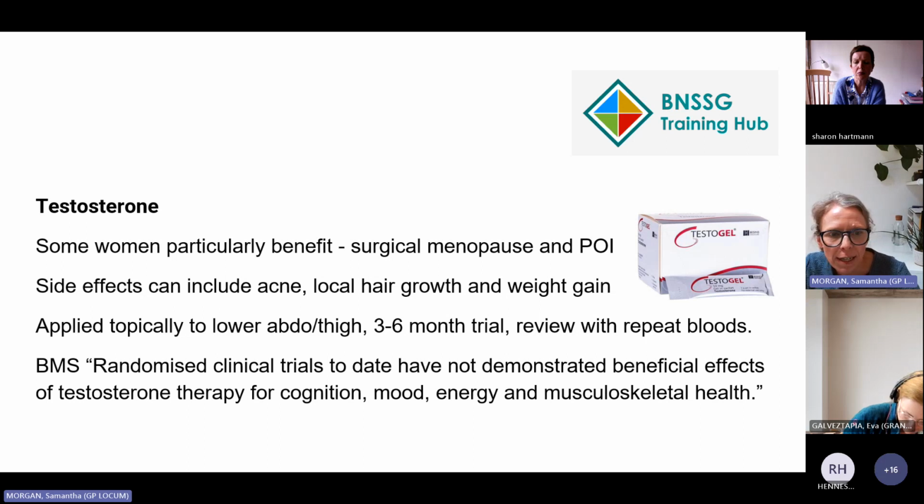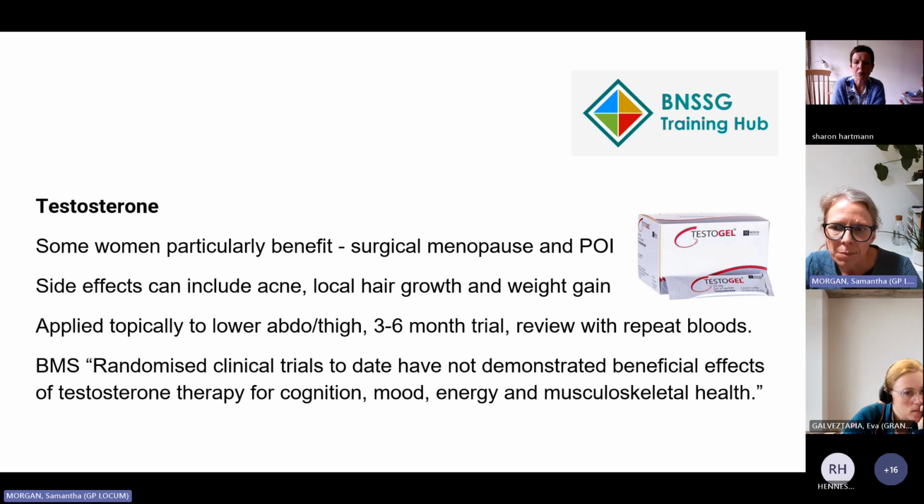There can be some side effects that can include some acne, some local hair growth at the site of application, and sometimes some weight gain. As long as we keep levels in the female physiological range, then more serious irreversible side effects are really uncommon. But again, it's something where it can be really useful to talk with women and make sure that they know not to be self-prescribing and increasing their dose themselves, because we really do need to monitor it and keep those levels in the range.